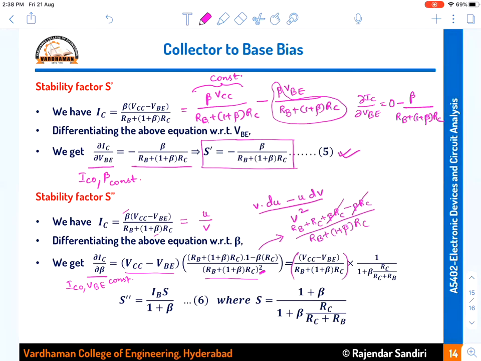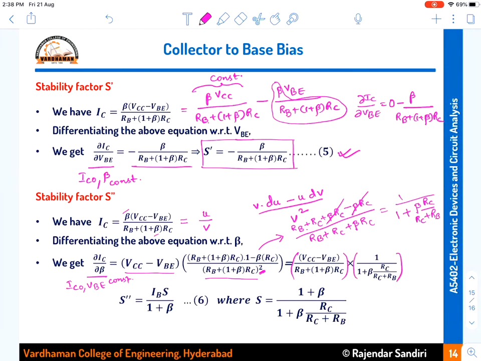And in this denominator, if you multiply this (1 + beta) into RC and split it, then this will become RB plus RC plus beta RC. Just (1 + beta) into RC, I'm multiplying RC with 1 plus RC with beta, it will become like this. Then if you bring this RB plus RC into the denominator, it will become 1 by (RB + RC), that is 1 plus beta into RC by RC plus RB. Is it not like this? The same thing we got as the second term here.